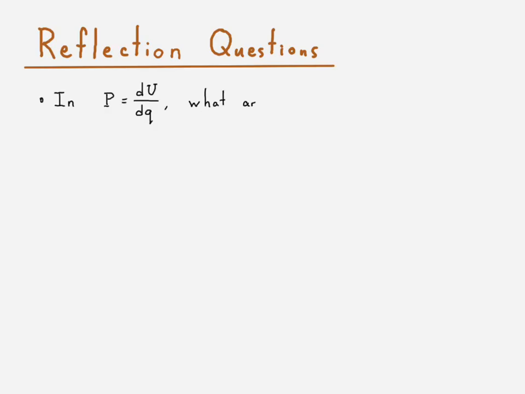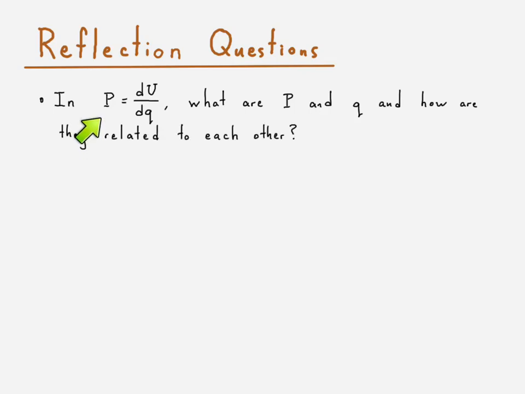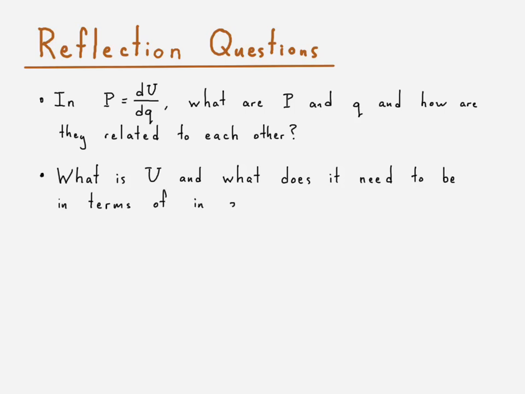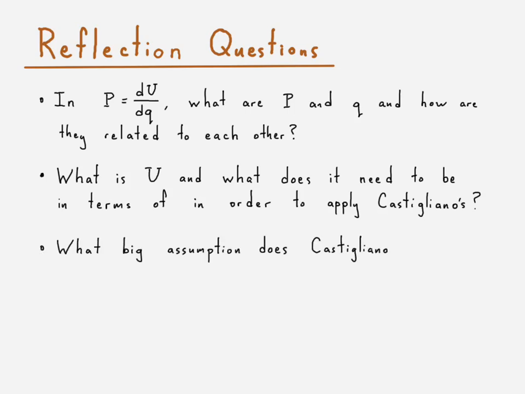Great, so with that, we have some reflection questions. The first reflection question is, when we look at Castigliano's theorem, what are P and Q, and how are they related to each other? The next question is, what is that capital U, and what does it need to be in terms of in order to apply Castigliano's theorem? Next, what big assumption does Castigliano's theorem need in order to operate effectively or correctly?